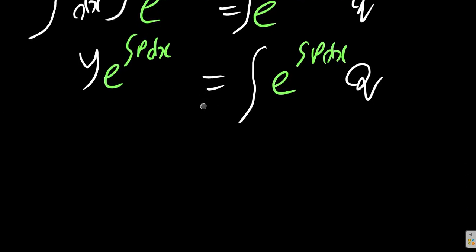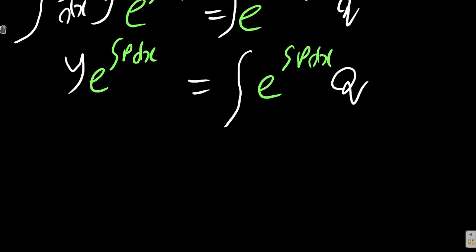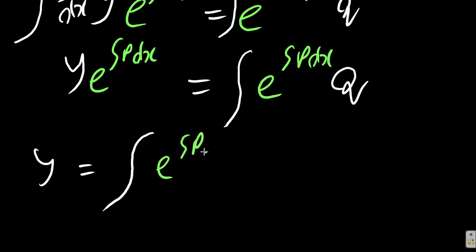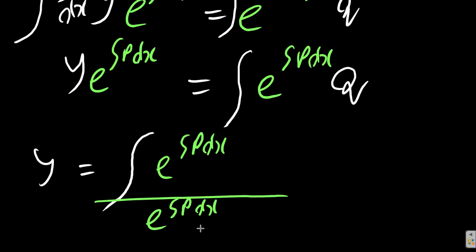So we can finish up by saying you divide by e to the integral of p dx. What you're going to get is y equals the integral of e to the integral of p dx, all of this divided by e to the integral of p dx. And you have your q here. Then you have your plus your constant of integration.